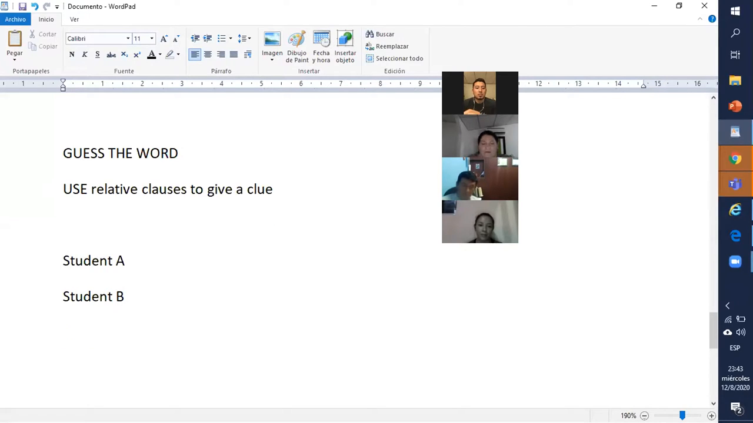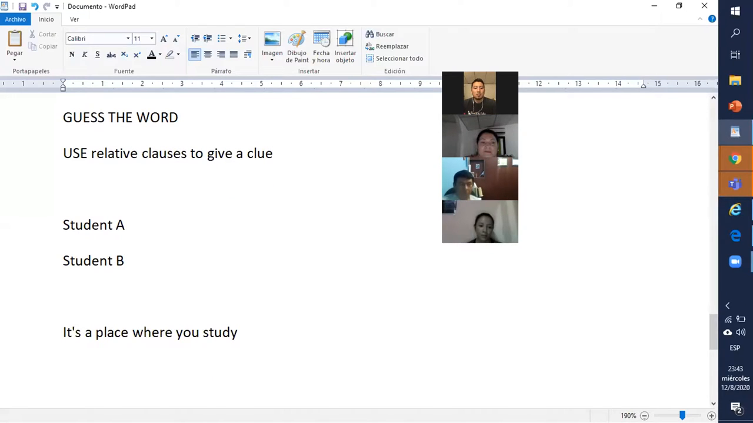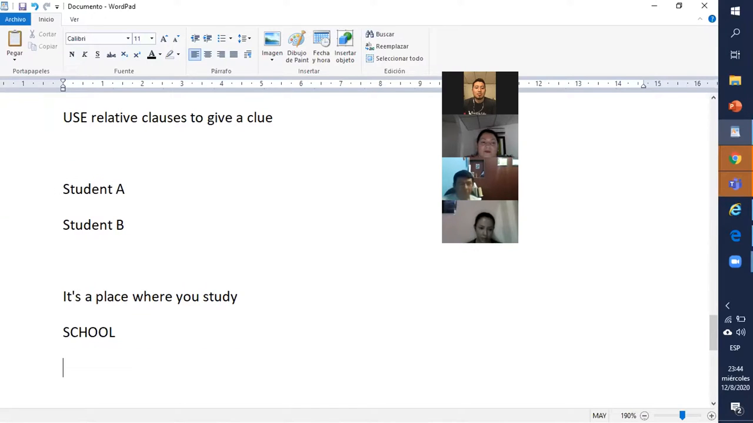For example, I will say it's an object. I will say it's a place where you study. Okay, what is my secret word? School, maybe. School, exactly, yes. Okay, yo tengo estudiante A y en mi lista dice school. Yo no voy a decir school, voy a decir una pista como esta. It's a place where you study, okay?